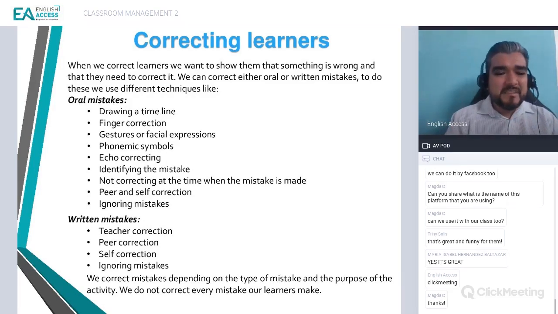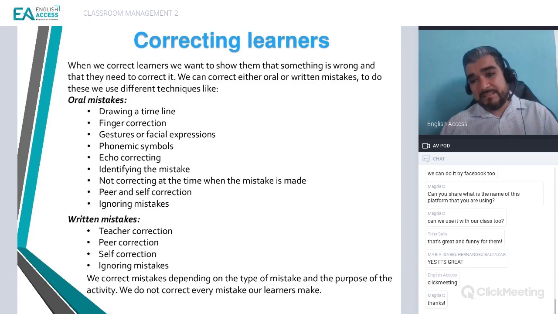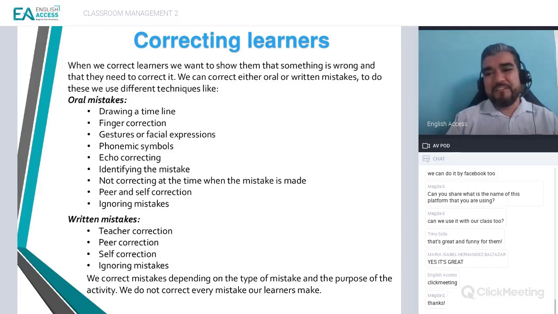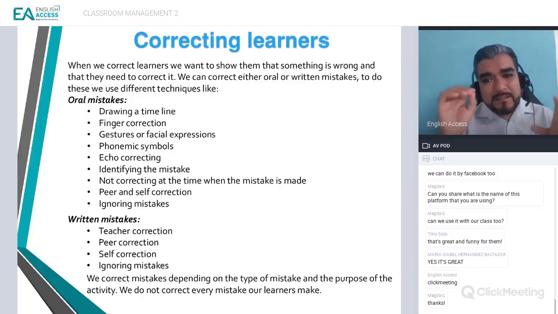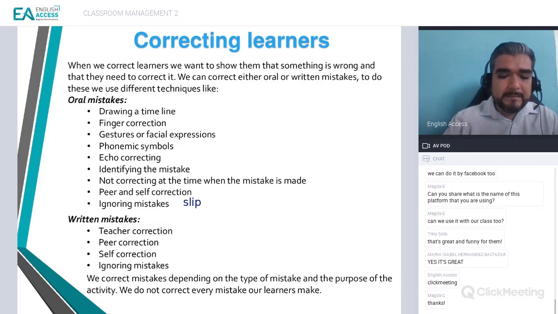Okay, excellent. And finally, ignoring the mistakes. Not all the mistakes are errors, right? There are different types of errors, and there is one particular type of errors that probably you had better avoid. What is this type of error? It's called slips.